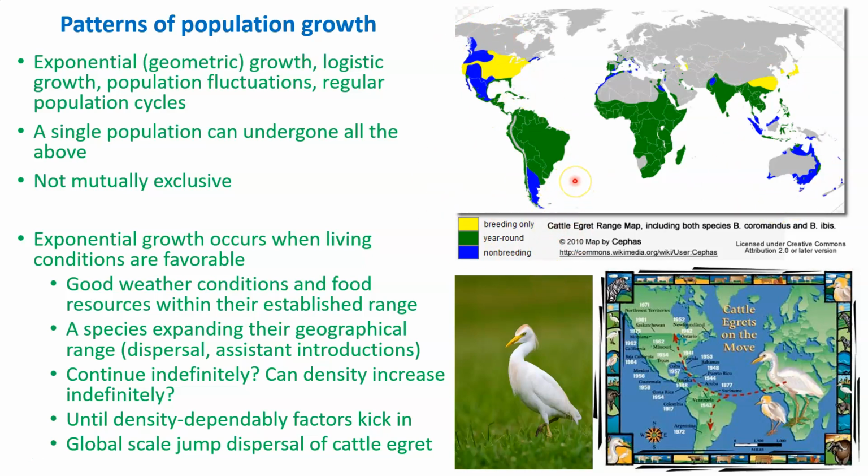And other than that, there are certain instances where humans intervene and assist their dispersal. That could happen accidentally. Particularly, most of the invasive species we have around the world are actually forms of assisted introductions.